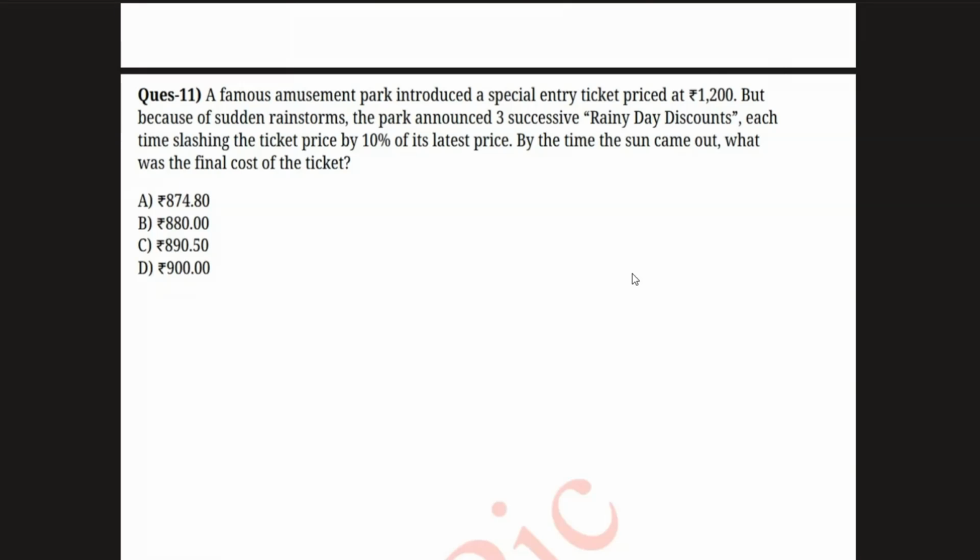So in this question, it is saying that a famous amusement park introduced a special entry ticket priced 1200, but because of a sudden rainstorm, the park announced three successive rainy day discounts, each time slashing the ticket price by 10% of its latest price. Slashing means falling, which means there is a decrement in the price, and the decrement is successive. So we do not have to decrement the price of the initial value every time. We have to decrement the price according to the just before value.